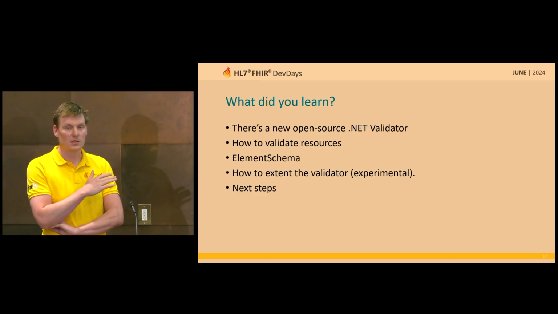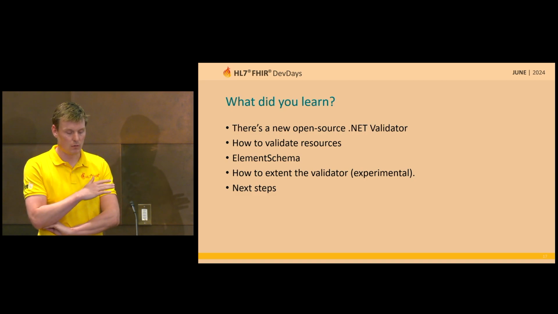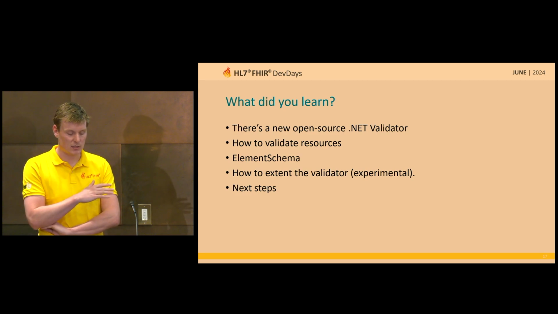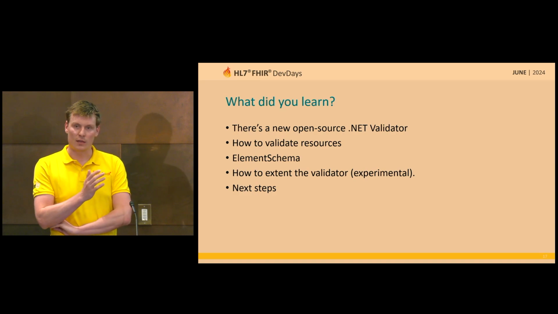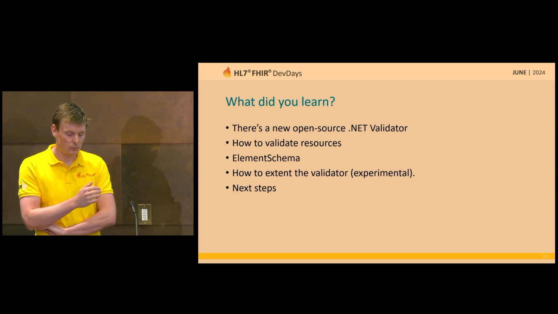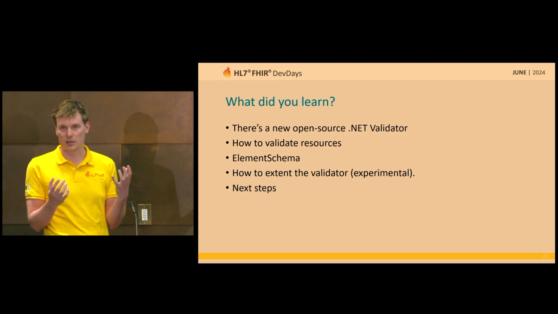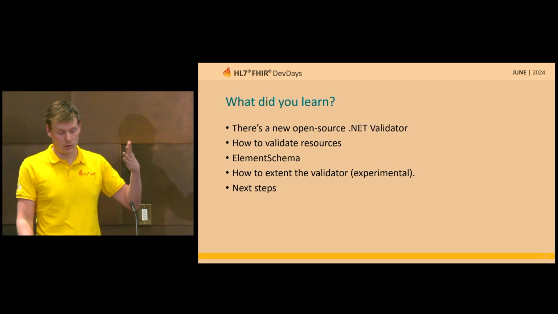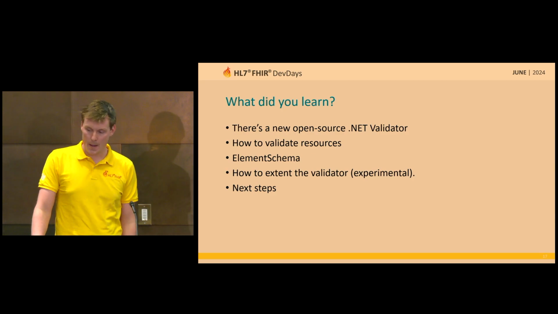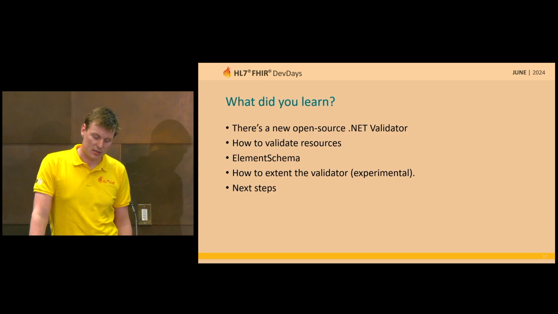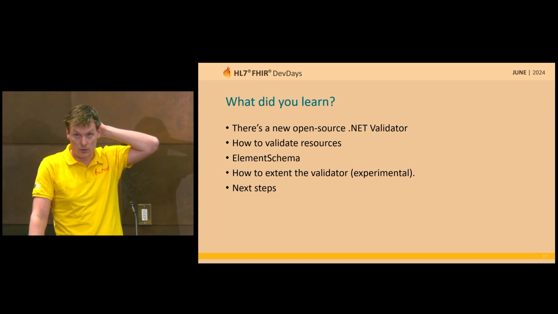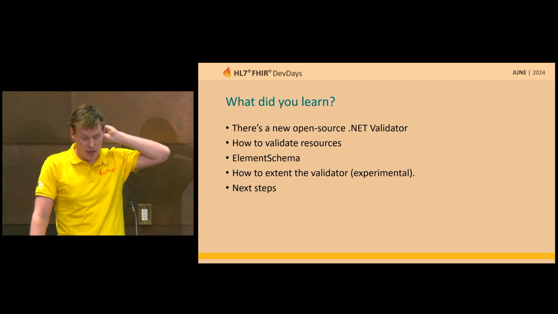We discussed element schema a little bit. There's also a talk about FHIR schemas in the next session, and my colleague Ewout is there as well. We will probably discuss FHIR schema and how to compare it to what we use internally as element schema. Maybe we'll use FHIR schema in the end. And you've learned how to extend the validator yourself, how we set up rules, and how we use smaller code blocks to validate.